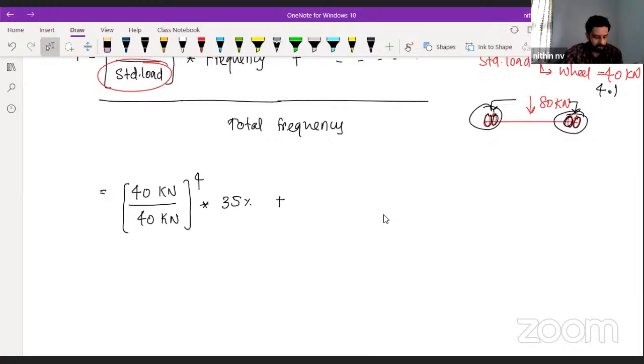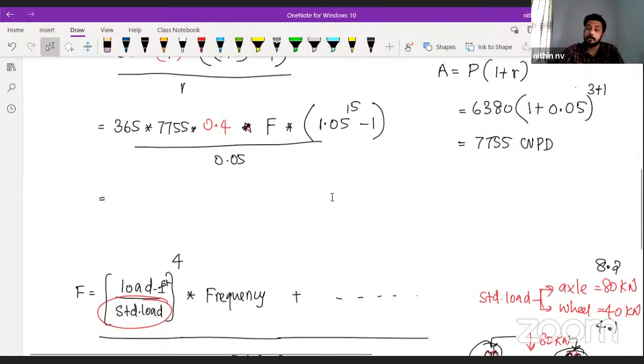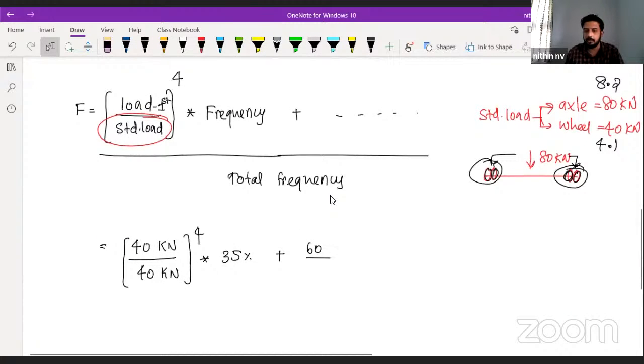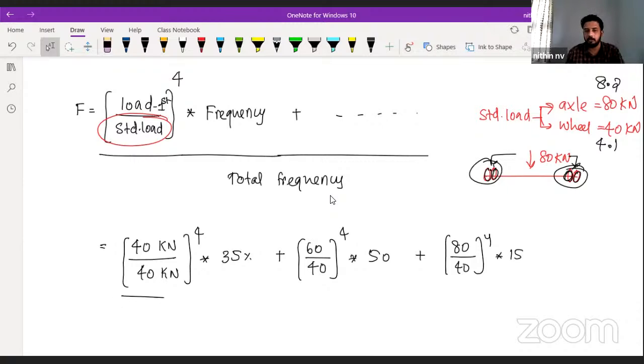Now plus, what will be the second one then? 50 to 70, means average will be 60. So 60 kilonewton, I'm not writing the unit again, divided by standard value 40 raised to 4, corresponding percentage is 50. Plus last one, average value will be 80 by 40, the whole raised to 4, corresponding value is 15. Once you are substituting percentage values, here also you put the same.